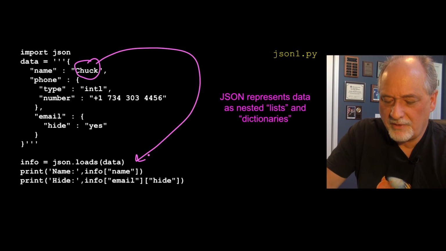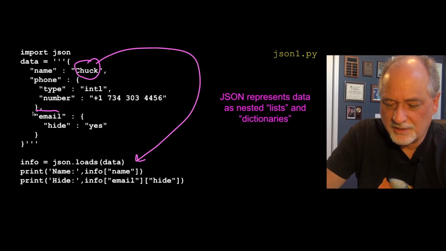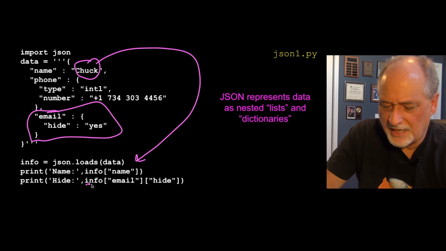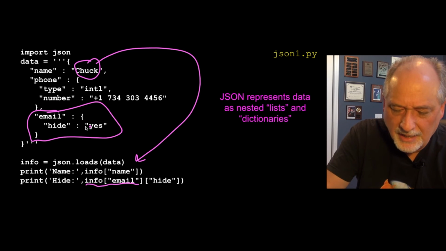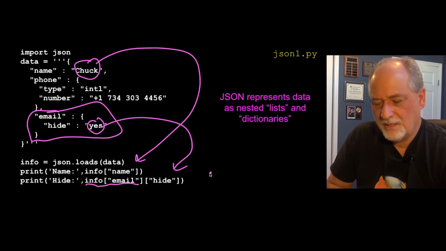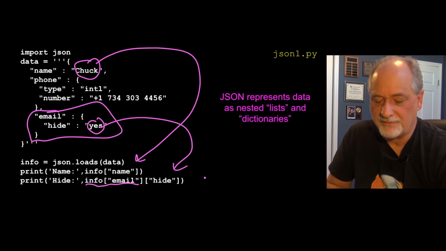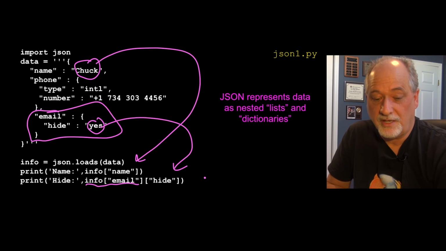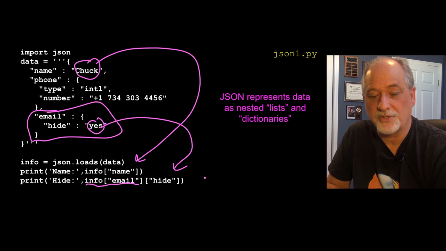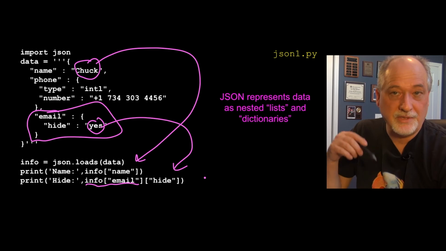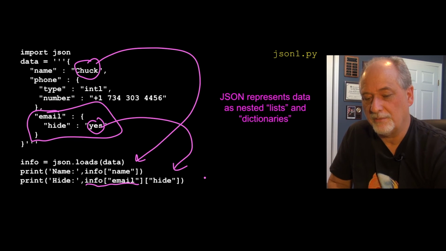Now, info sub email is that thing. And then sub hide is this. So that's what comes out here. Okay, so it's really nested dictionaries and lists. We haven't seen a list yet, but this is a set of nested dictionaries that it parses. And it's equally simple in other programming languages.